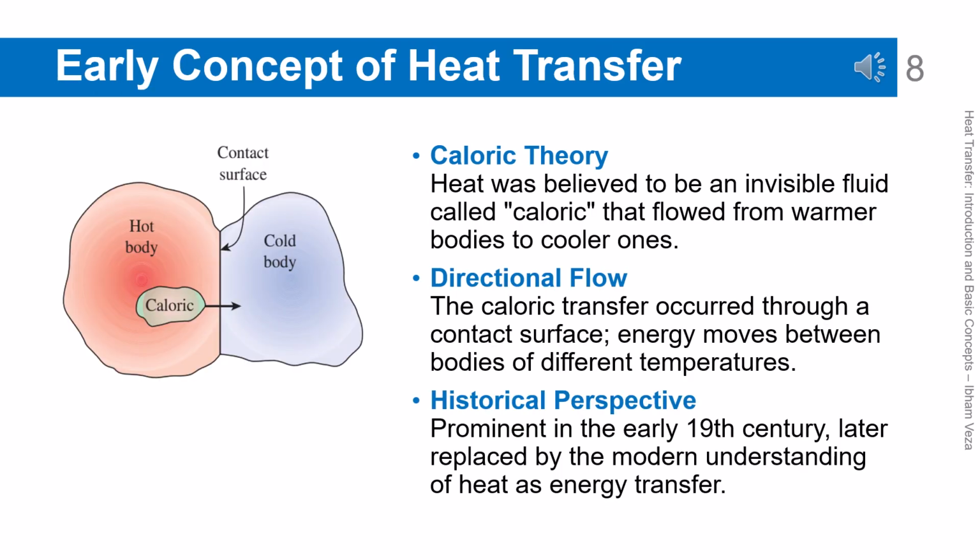Early concept of heat transfer. In the 19th century, heat was considered an invisible fluid called caloric. This caloric was believed to flow from a hot body to a cold body through the contact surface. This view helped explain the direction of heat transfer qualitatively at that time. However, the theory was later replaced by the modern understanding that heat is a form of energy transfer. This conceptual change became a major milestone in thermal science.